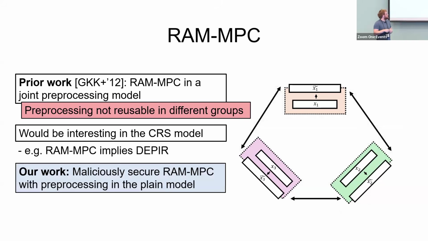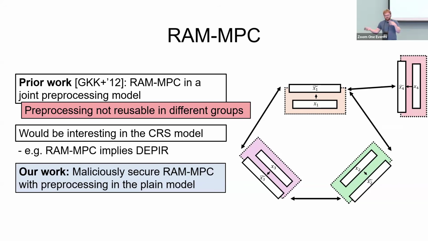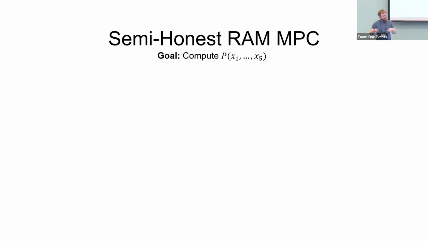And so in our work, we build maliciously secure MPC with preprocessing in the plain model. And it is exactly like all these other constructions where there's a one-time preprocessing, and then perhaps there's a preprocessing of some other party that comes along later, and you can enable these sorts of interactions online there as well.